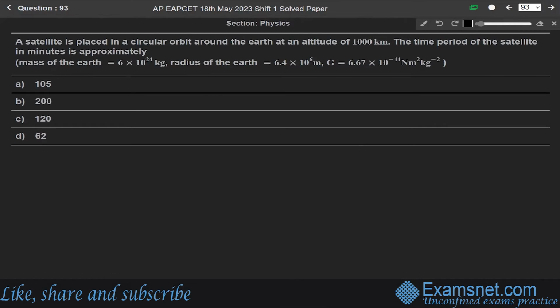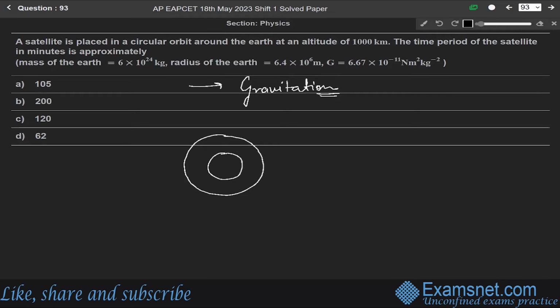Now next question, 93. A satellite is placed in a circular orbit around the Earth at an altitude of 1000 km. The time period of the satellite in minutes is approximately. So this question is from the chapter of gravitation. According to the question, we have to find the time period of the satellite.